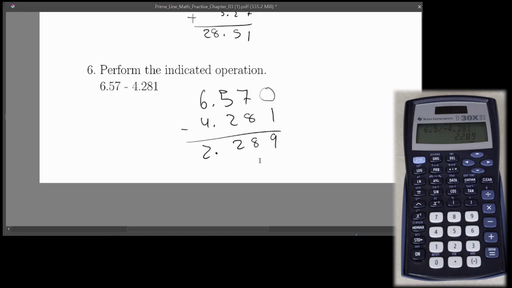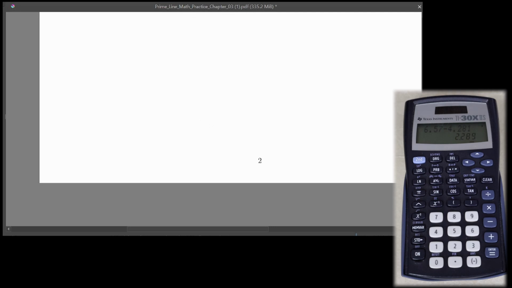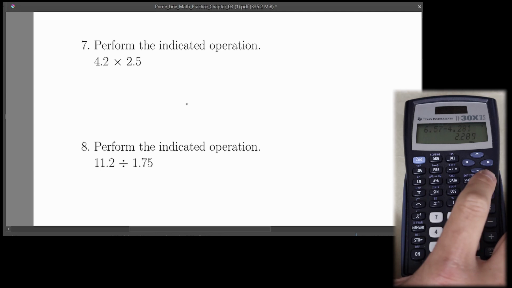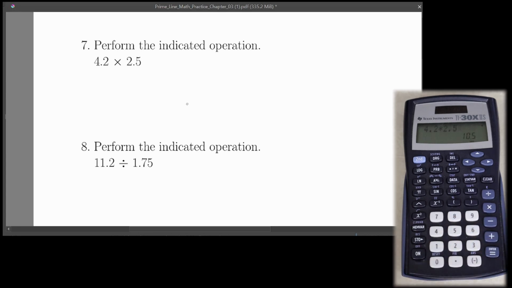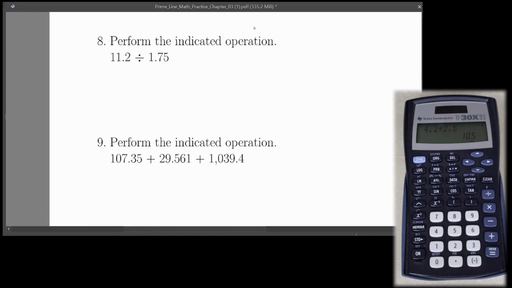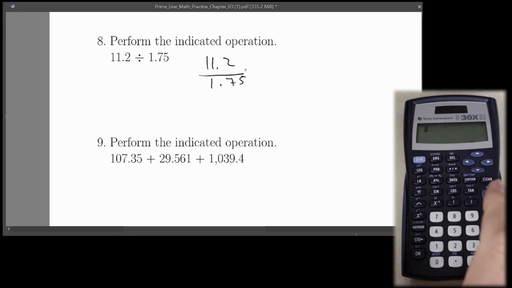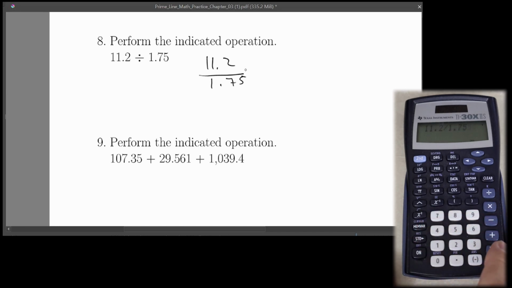Turning to our next page. For decimal multiplication, we can take our 4.2, multiply it by 2.5, and we get a 10.5. For our next one, division, 11.2 over 1.75, and we can divide these. 11.2 divided by 1.75. And we get 6.4.